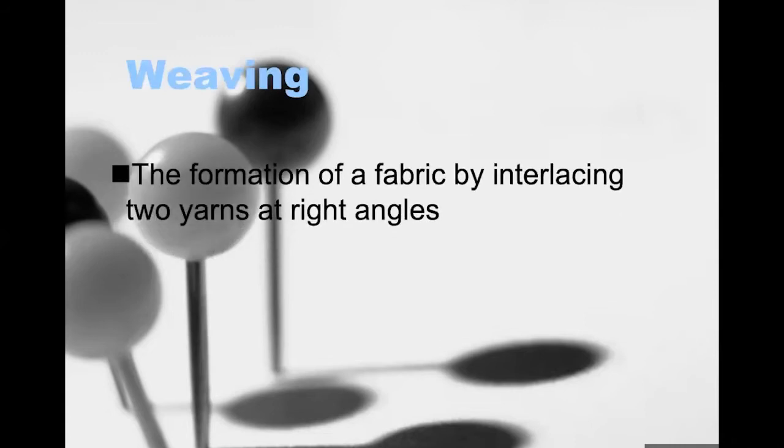So the first thing that we need to understand is that there are two processes for actually making fabric. The first of those is weaving. And weaving is the formation of fabric by interlacing two yarns at right angles. So in the weaving process, we actually create what's called a woven fabric.